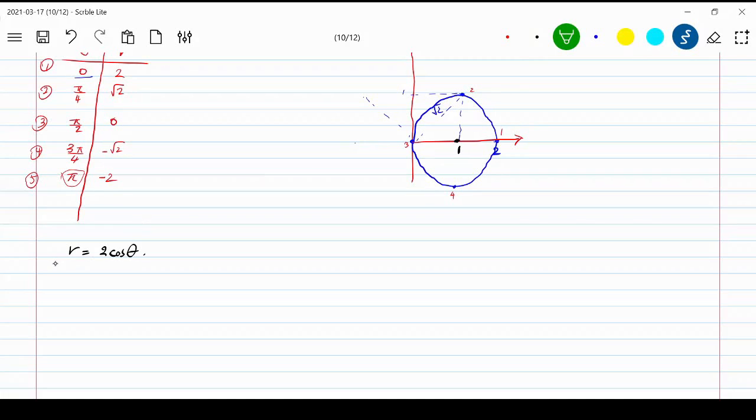What I can do is multiply an r on both sides. Why do I do this? Because the left side becomes r squared, and the right side becomes 2r cosine theta. Why did I do that?